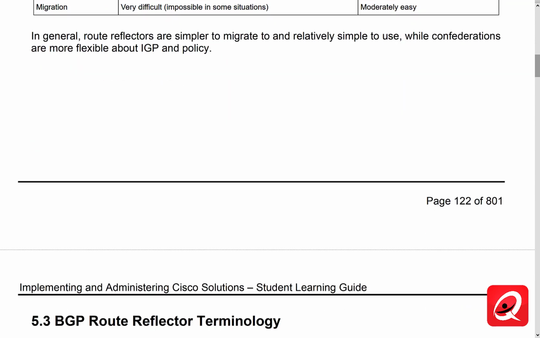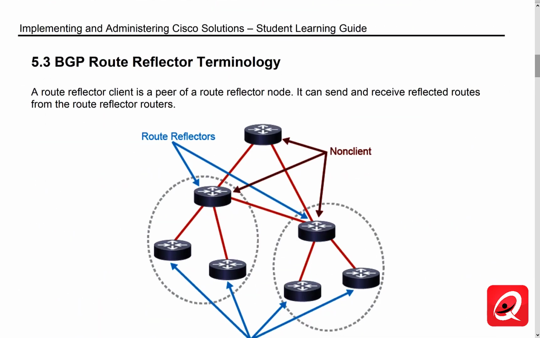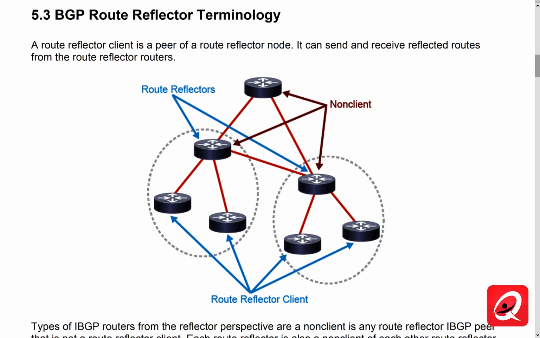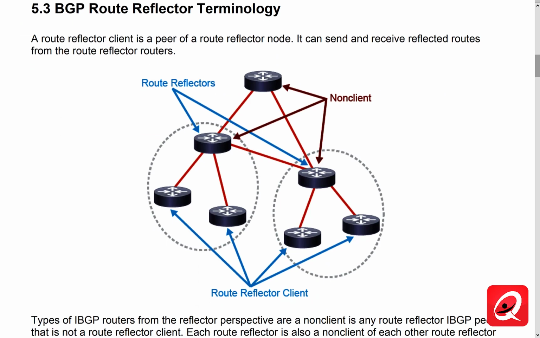So the next thing we want to talk about in this section is the route reflector terminology. We've described the concept of a route reflector and the purpose of having a route reflector in our iBGP domain. Now what we want to talk about is some of the different terminology and some of the different techniques that we can use to deploy these route reflectors.